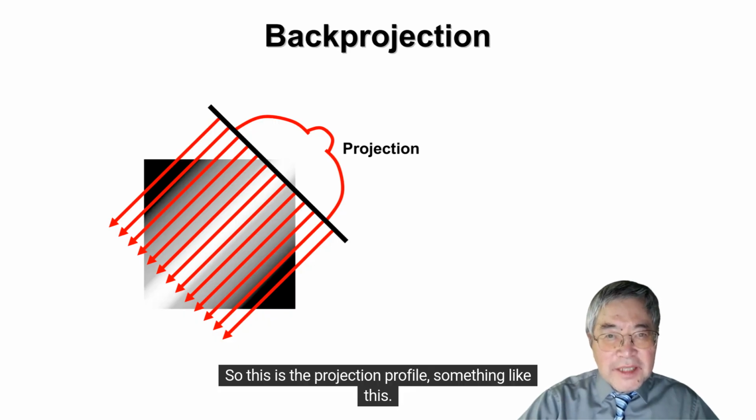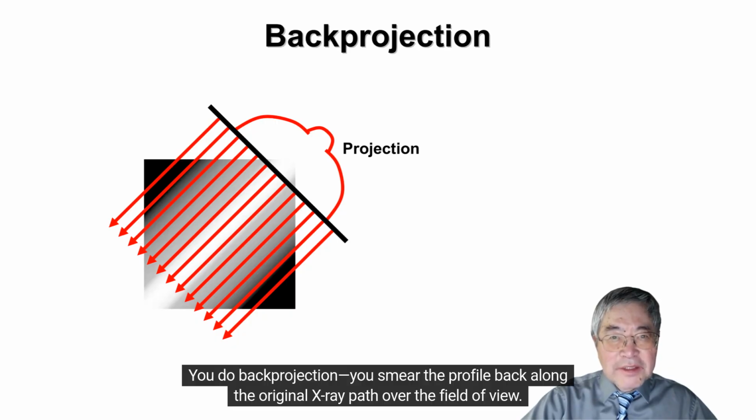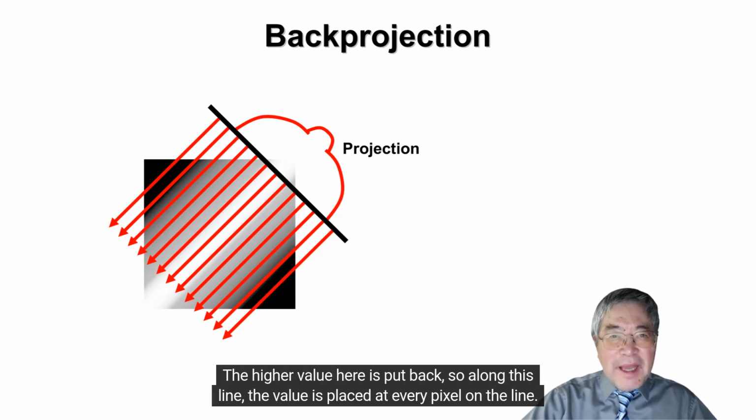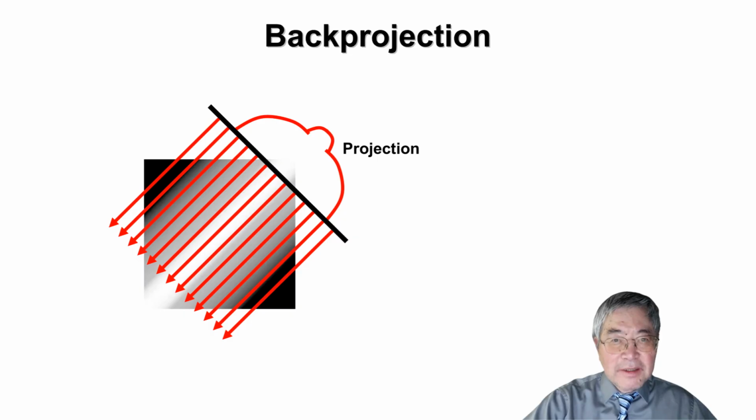So this is the projection profile, something like this. You do back projection: you smear the profile back along the original X-ray path over the field of view. The higher value here is put back, so along this line, the value is placed at every pixel on the line. Here, the value is a little low, so along this line, every point is a little dark.